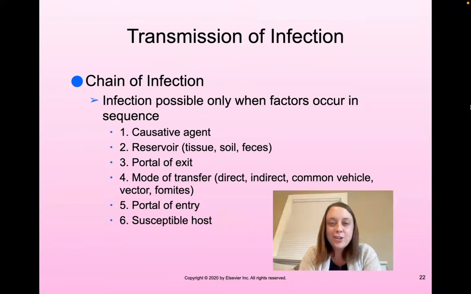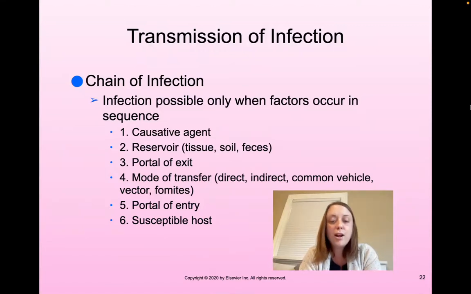When we're looking at infection and trying to prevent infection in our patients, we have to look at the transmission of it, the chain of events that have to happen in order for a person to get infected. And infection is really only possible when certain factors occur in sequence. So first, obviously, there has to be some kind of causative agent, some kind of microorganism that is there to cause infection. And then there also has to be a reservoir.